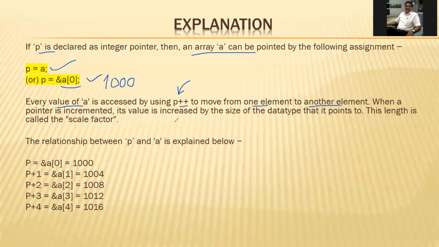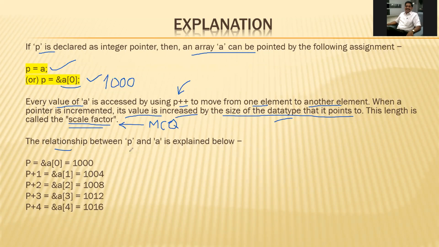When a pointer is incremented, its value is increased by the size of the data type that it is pointing to. So what is the size of this data type? This data type has 4 bytes. So this length is called the scale factor. Keep in mind, for MCQ this may be used. What is scale factor? The length of the size of the data type. That is the scale factor.